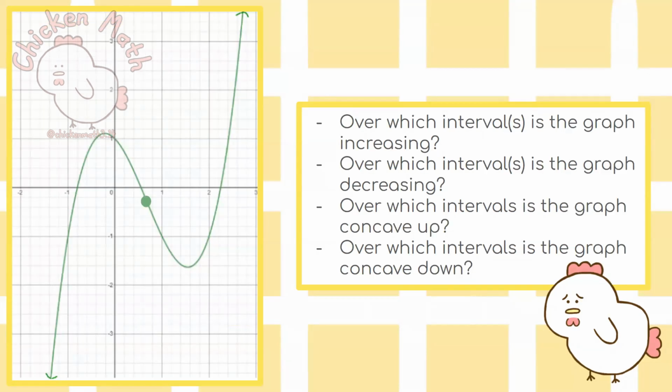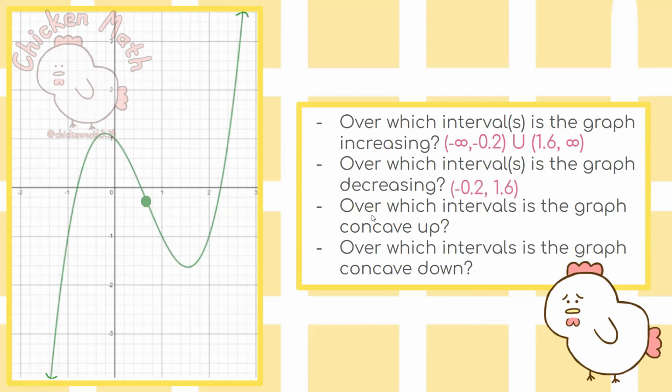So we have our last example over here. Which intervals is the graph increasing? So we can see right here from negative infinity to about negative 0.2. That's where the output values increase as input values increase. And we also have this part, which is about 1.6 to infinity. So those are our intervals where it's increasing. Decreasing would be between these 2 points, so about negative 0.2 to 1.6.